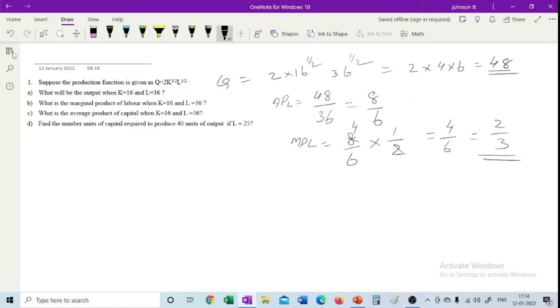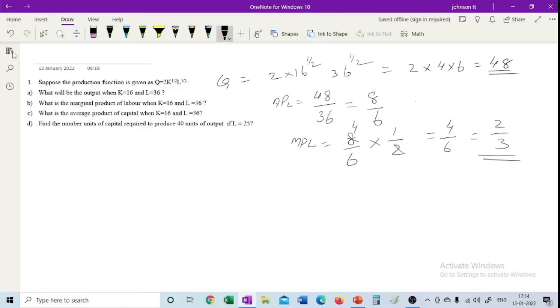Or otherwise, we have to differentiate the equation with respect to alpha. Then you substitute all the values. That way also you can find the marginal product of labor. But this is more easy because we know that marginal product of labor is alpha into average product of labor. So that is the answer for part B.